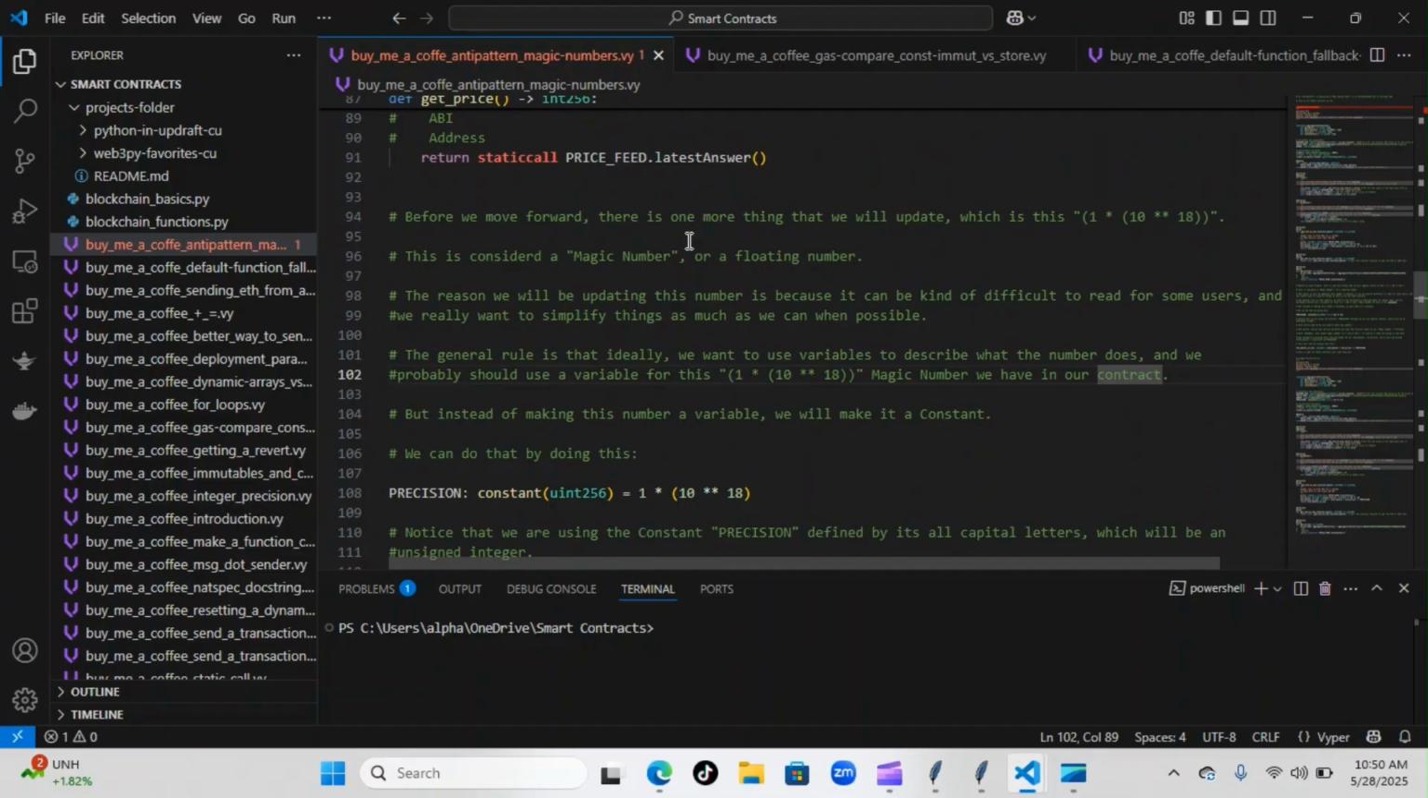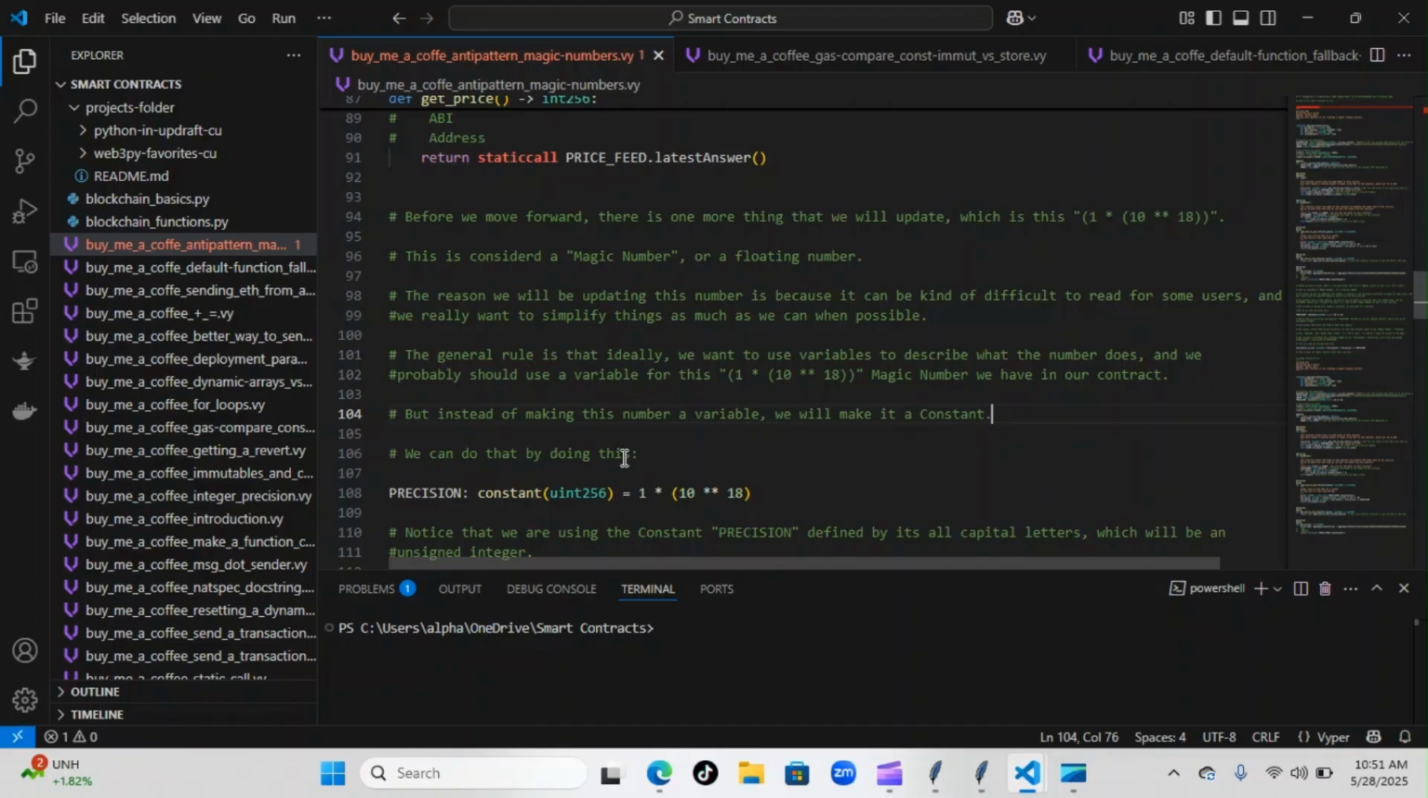So before we move forward, there's one thing that we need to update. And that is this expression here, which is 1 times 10 raised to the 18th. This is considered a magic number or a floating number. The reason we will be updating this number is because it can be kind of difficult to read for some users, and we really want to simplify things as much as we can when possible. Now, the general rule is that ideally, we want to use variables to describe what the number does, and we probably should use a variable for this expression, 1 times 10 raised to the 18th, the magic number we have in our contract. But instead of making this number a variable, we want to make it a constant.